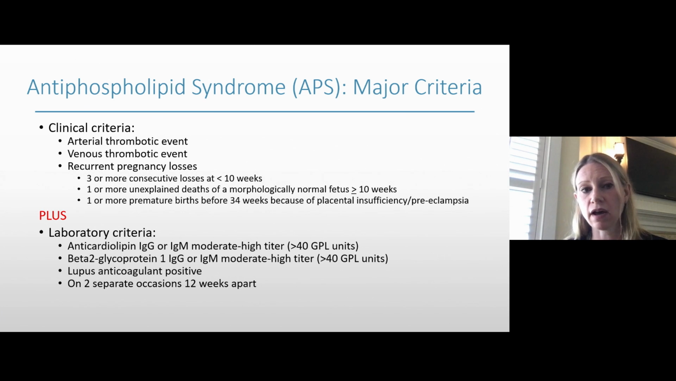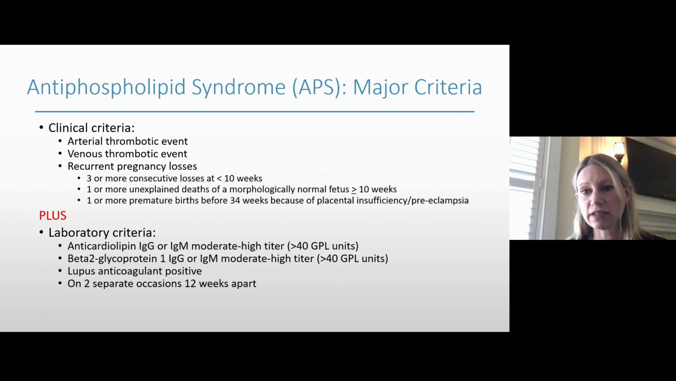And so clinical criteria are an arterial thrombotic event, a venous thrombotic event, or recurrent pregnancy losses of 3 or more consecutive losses at less than 10 weeks, 1 or more unexplained deaths of a morphologically normal fetus at greater than or equal to 10 weeks, or 1 or more premature births before 34 weeks because of placental insufficiency or preeclampsia, plus laboratory criteria. And so laboratory criteria include anticardiolipin antibodies, IgG or IgM, at moderate to high titers, or beta-2 glycoprotein 1, IgG or IgM, antibodies at moderate to high titers, or lupus anticoagulant test being positive.